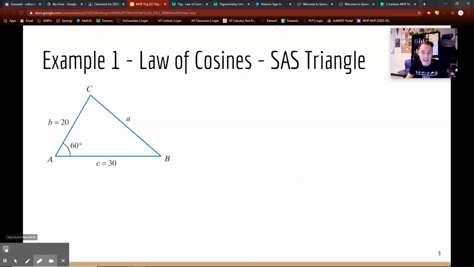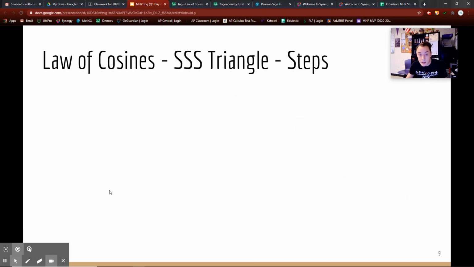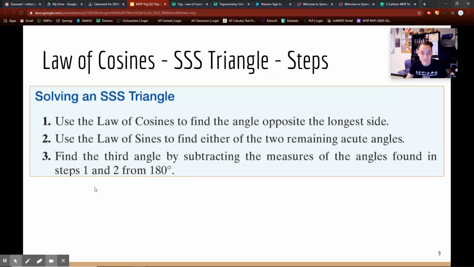So that is the SAS. That's the only one I'm going to do there. Let's go to SSS. Use the law of cosines to find the angle opposite of the longest side.